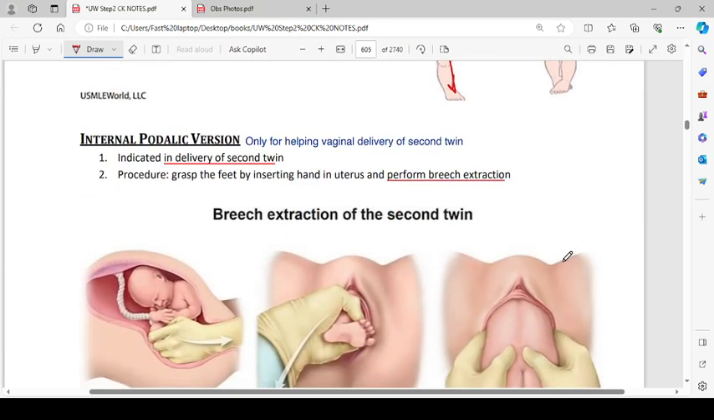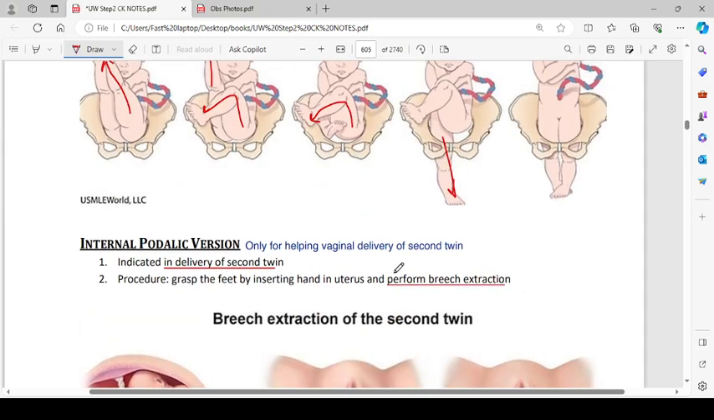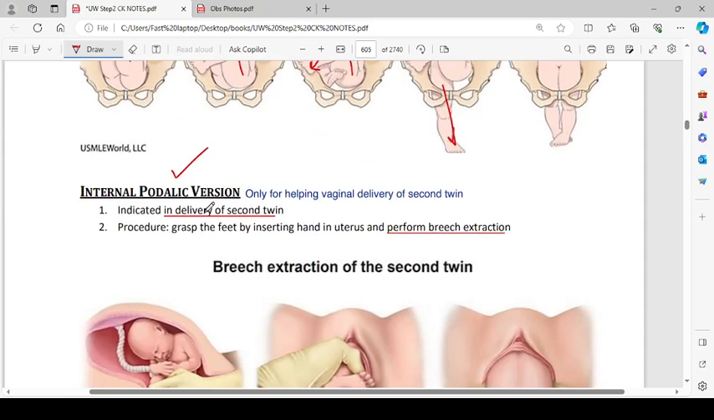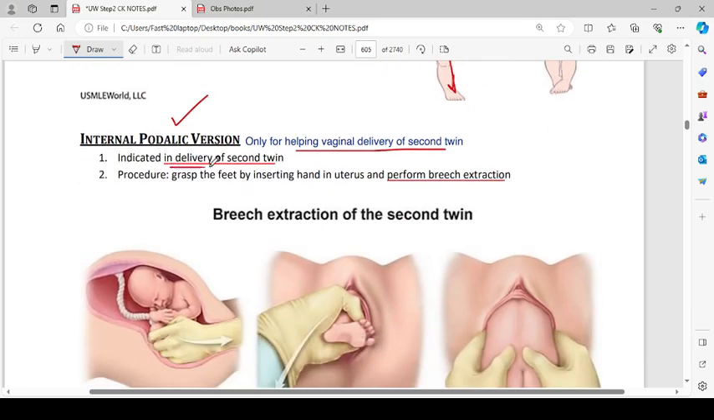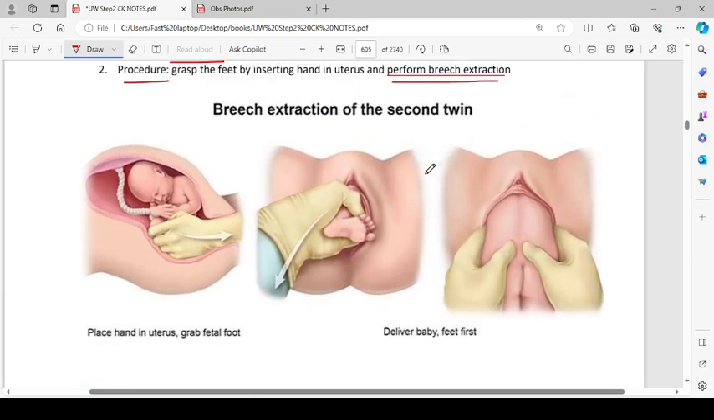Single footling is when one foot is presenting, and double footling is when both feet are presenting. Okay. Then we can do internal podalic version only for helping the vaginal delivery of a second twin. Procedure: grasp the feet by inserting the hand in the uterus and perform the breech extraction like this. So place the hand in the uterus, grab the fetal foot, and deliver the baby feet first.